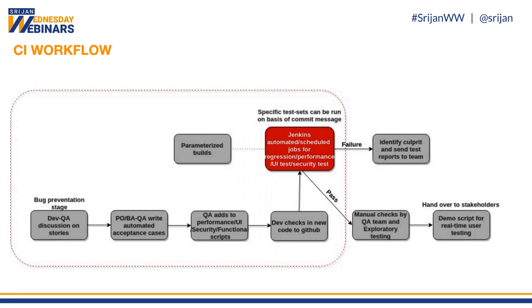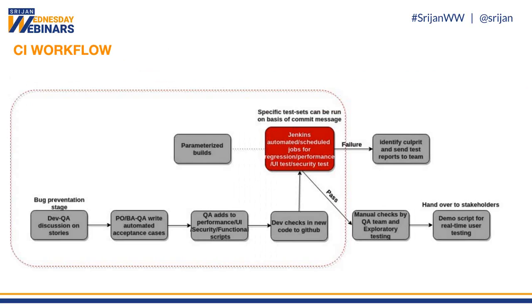So I'll start from the bug prevention stage. This whole thing will happen in the iteration, so it will go from left to right. First is the bug prevention stage. In the bug prevention stage, Dev and QA will discuss the stories, like these are the scenarios, and we need to cover all these scenarios in their code. So they'll discuss the scenarios, and Dev people will start writing the code, and it will prevent the bugs, and the number of bugs will reduce.